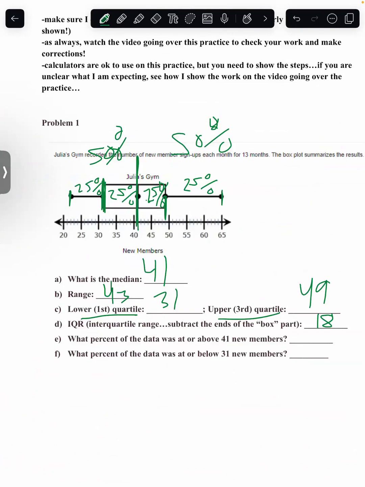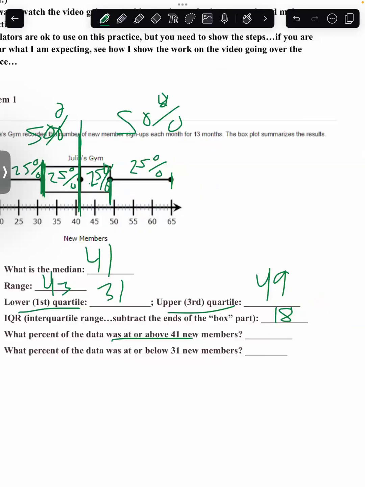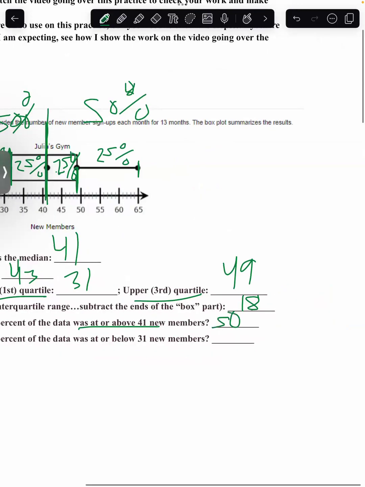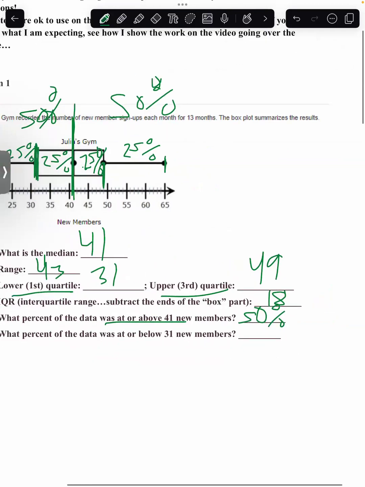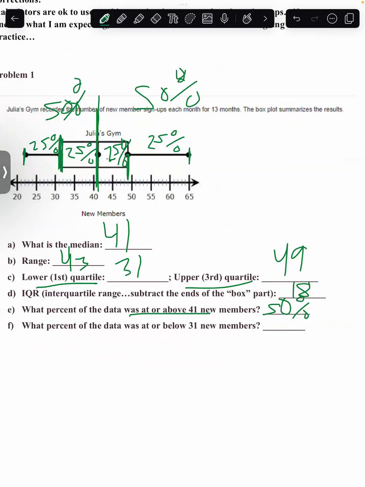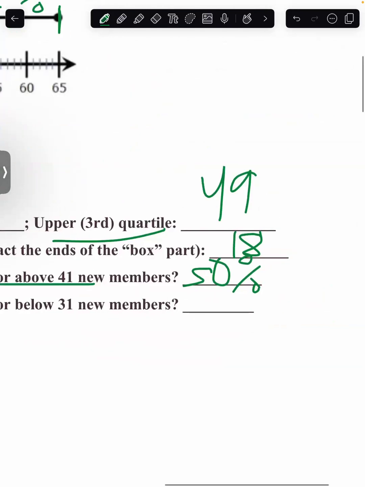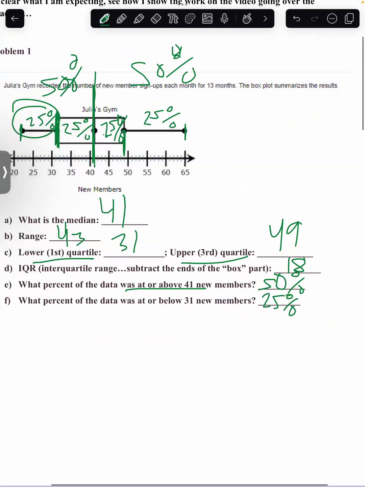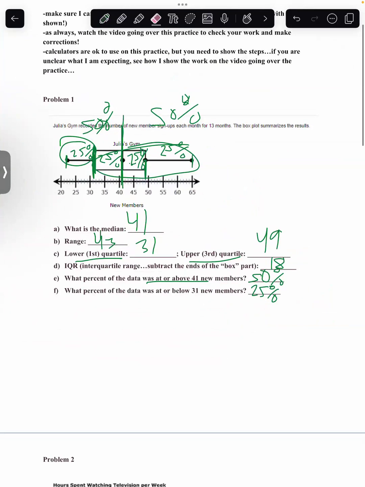So at or above 41 new members is the median. That means 50% of the data, half of it, is above there. Below the 31 is going to be 25% of the data. Now, if you said above 31, that would be 75% of the data. So that's number one.